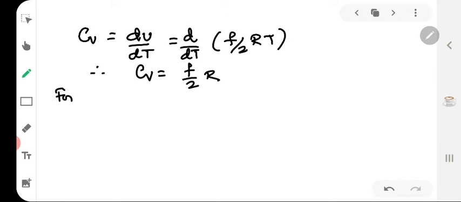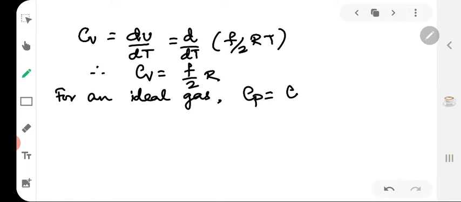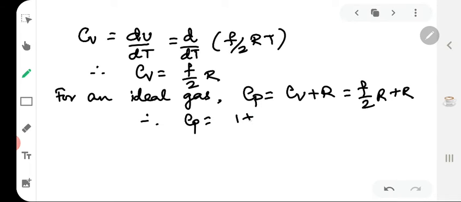We also know that for an ideal gas, Cp is equal to Cv plus R. So this will be equal to F by 2 R plus R. Therefore Cp is equal to 1 plus F by 2 times R. So this is the molar specific heat of a gas at constant pressure.